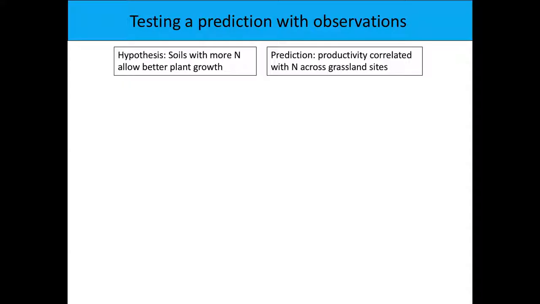From this, we can design an experiment. We can say, okay, let's get a whole series of grassland sites controlled for the same type of climate, the same amount of light. And in some of these sites, we'll add no nitrogen. In some of them, we'll add a small amount. In some of them, we'll add a lot. We'll replicate this a series of times, allow our experiment to run, measure the productivity, and measure the relationship between nitrogen and plant growth.